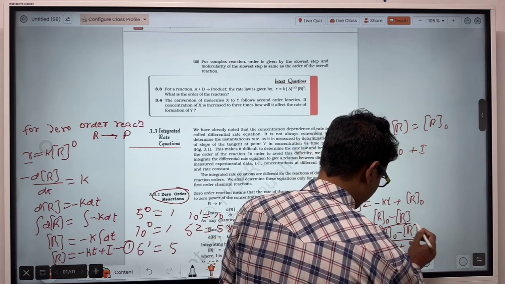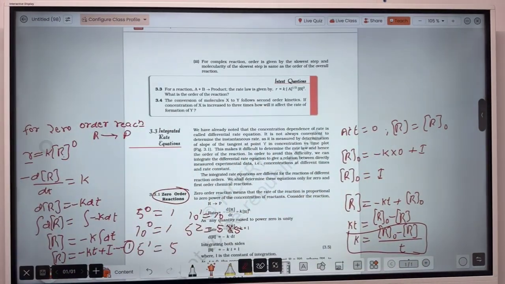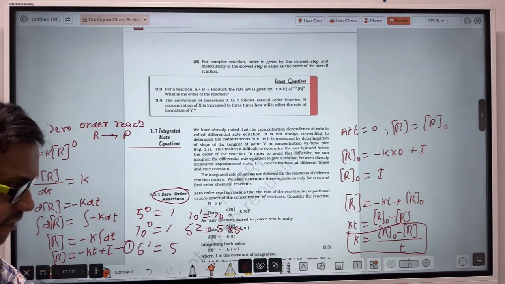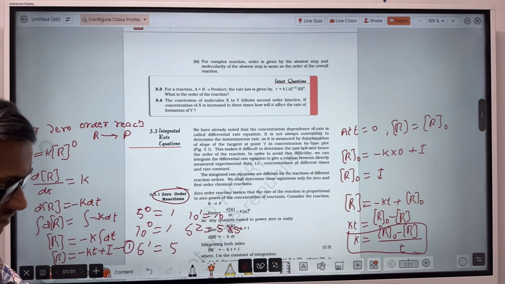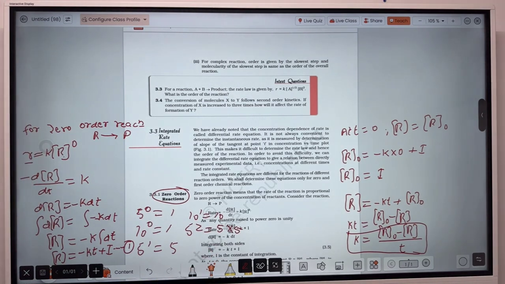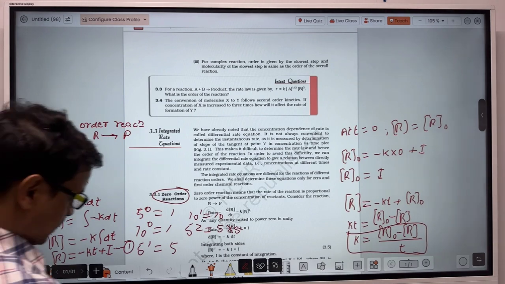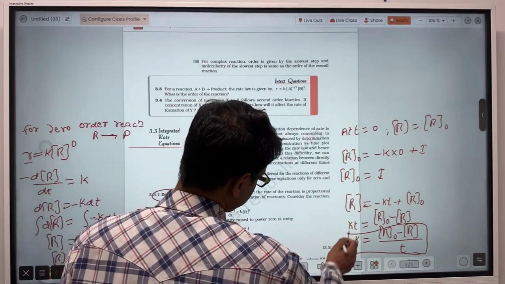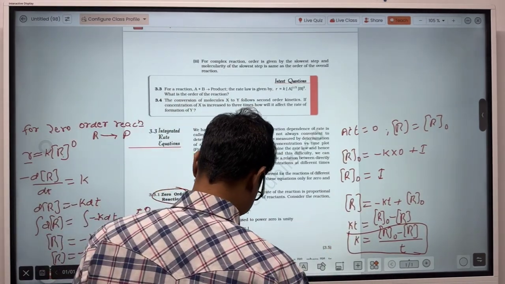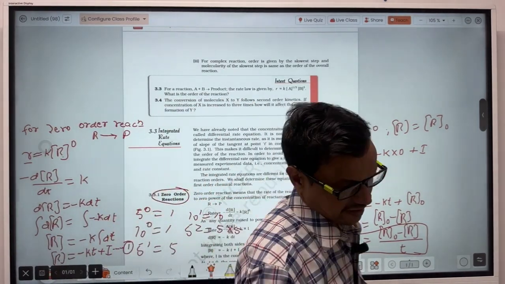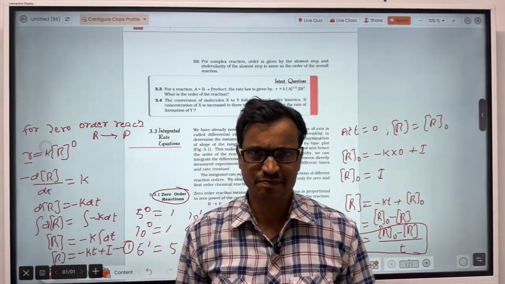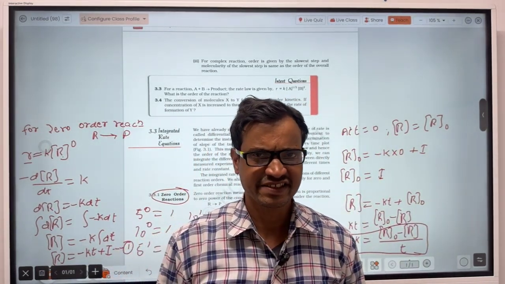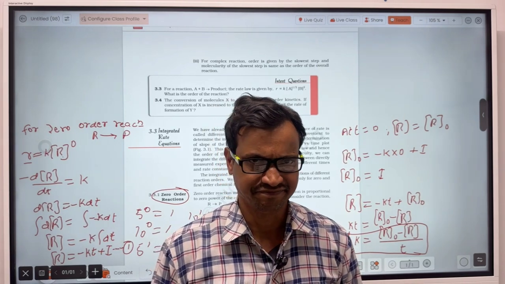This is the rate law equation. So the rate constant will be equal to the initial concentration of reactant minus the concentration of reactant at a particular instant of time, divided by the time interval. That was the rate law expression. We will discuss the half-life period separately, and keep in mind that I shall derive the half-life period for the zero order reaction as well as for the first order reaction.